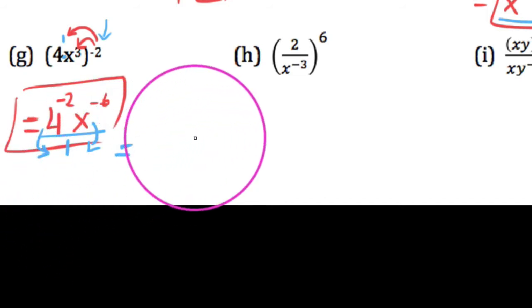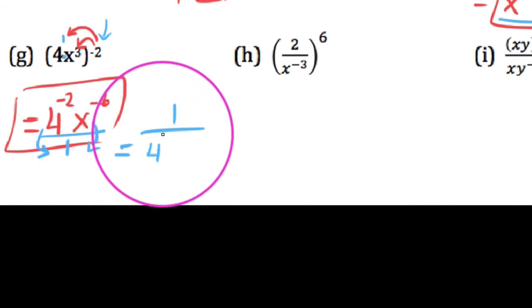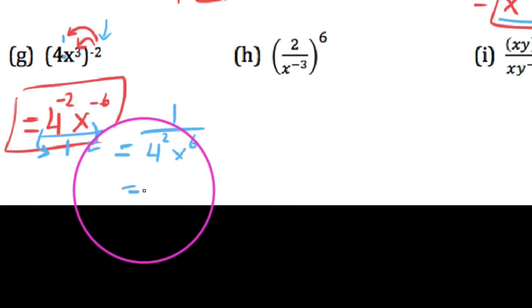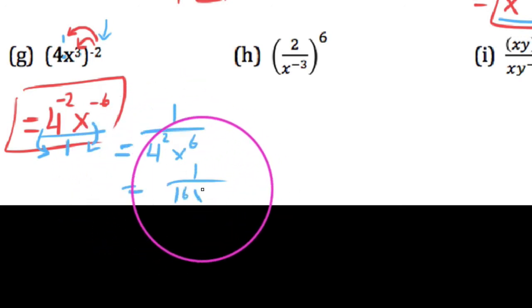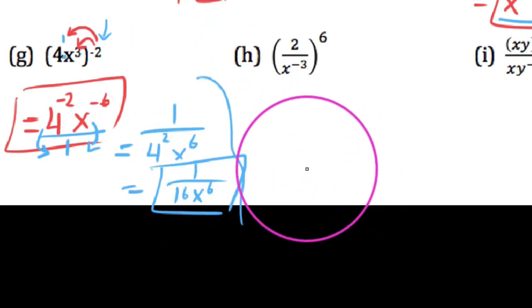So this would be the same thing as, now, nothing left on top but 1. But we'd say 4 now to the positive 2, and x to the positive 6. Simplifying one step further, again we said 4 squared is 16, so we'll call that 16. So 1 over 16x to the 6th. All right, down to the last two.